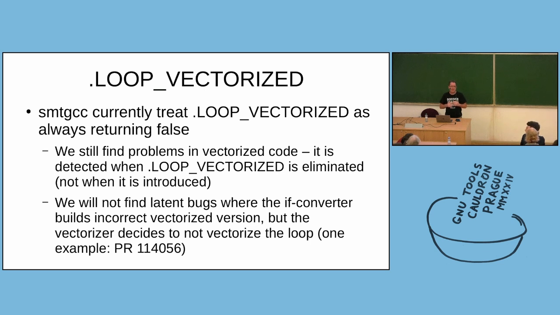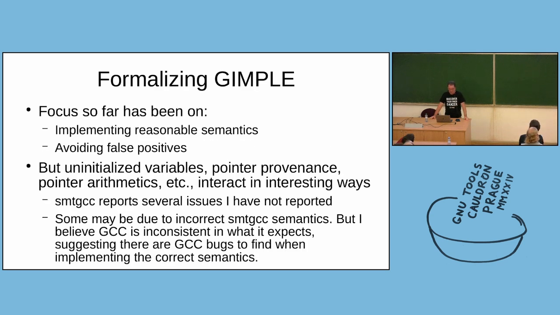One thing here is that if you add more built-in functions of this kind, it can be good to at least think a little bit about what the semantics is, what is reasonable to check, and so on. So my focus when formalizing so far has been to implement reasonable semantics, because most of the arithmetic and so on is rather obvious, and avoiding false positives. But uninitialized variables, pointer provenance, pointer arithmetic, and so on. They interact in very interesting ways.